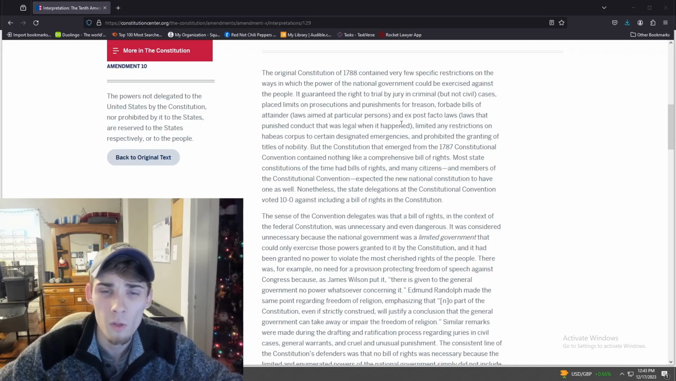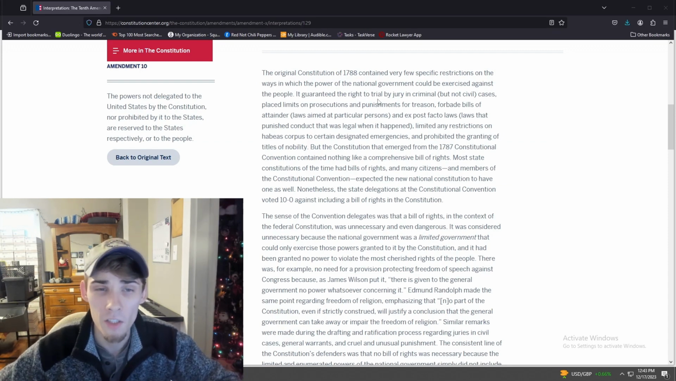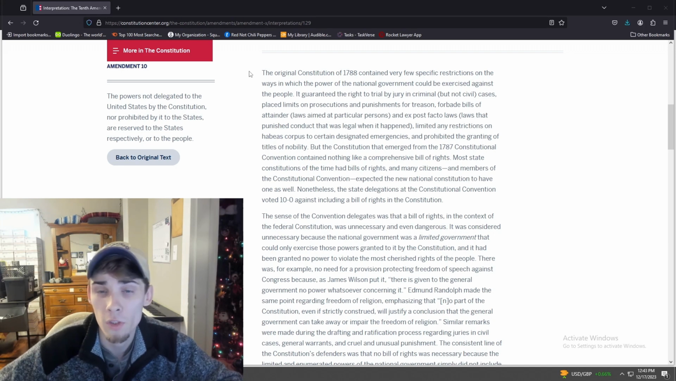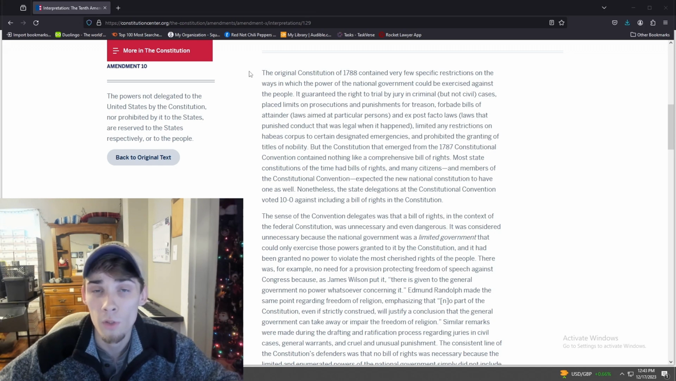Now, I want to read a little bit here of an interpretation from constitutioncenter.org, a very great website, which provides a lot of supporting articles and documents for constitutional amendments, specifically the first 10 amendments, which were the Bill of Rights.